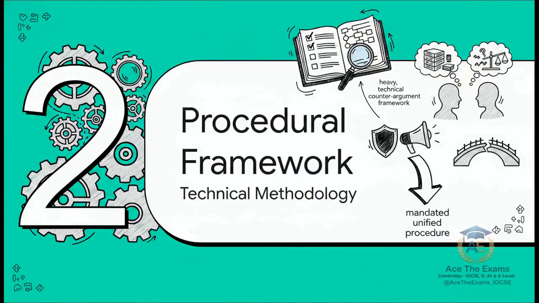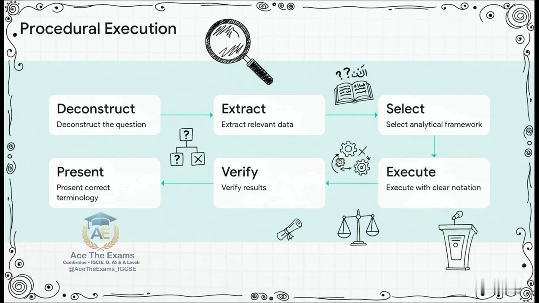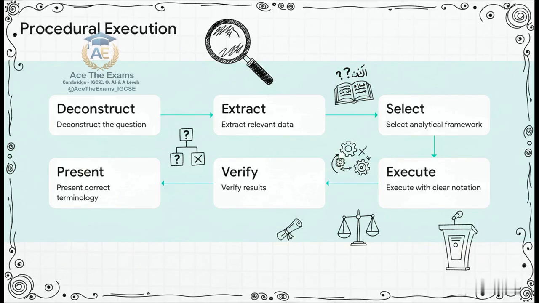Moving on to Section 2, the procedural framework. When tackling these vocabulary recognition questions, you cannot just wing it. You must deploy this exact 6-step procedural framework to maintain strict regulatory compliance. Step 1, deconstruct the question. Ask yourself, what is the Cambridge command word actually demanding of me? Step 2, extract relevant data from the stimulus materials. Step 3, select your analytical framework. Step 4, execute your analysis with crystal clear notation.